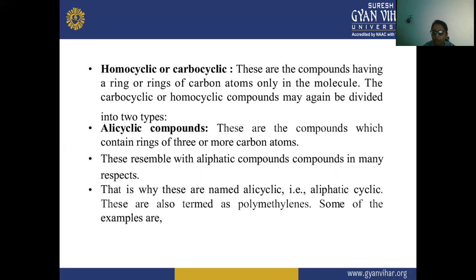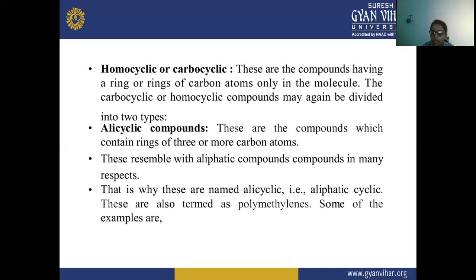In the alicyclic compounds, the cycle starts from cyclopropane, because in ethane there are only two carbon atoms, and two carbon atoms can form only a chain. So here the compounds contain a ring of three or more carbon atoms.